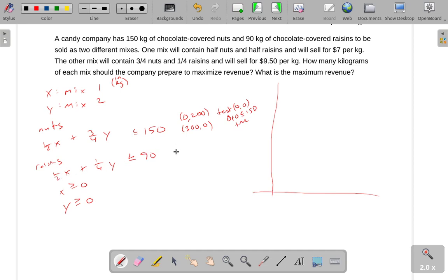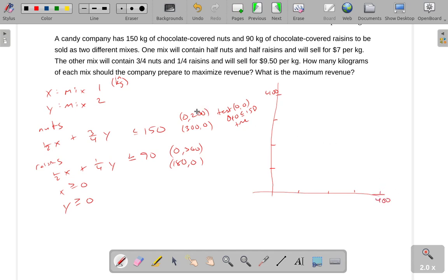On this one, let's see, if x is 0, if that one goes away, I would get y is 360. Multiply both sides by 4, that's what I did there. And if y is 0, if that one goes away, multiply both sides by 2, I get x equals 180. All right, so it looks like my numbers, I'm going to go up to 400. Let's go 1, 2, 3, 400.